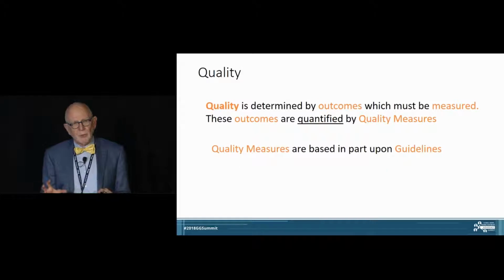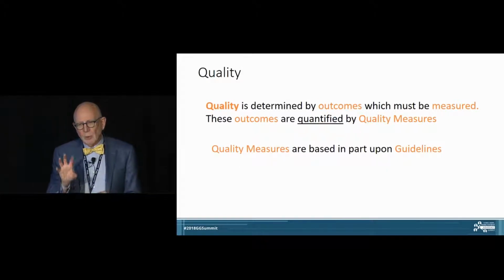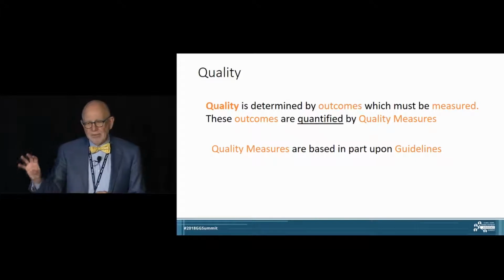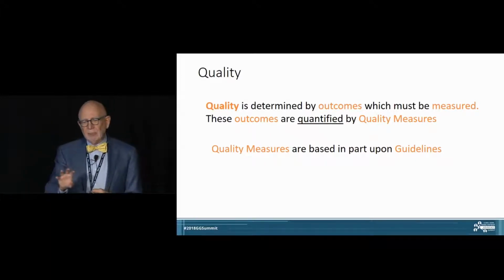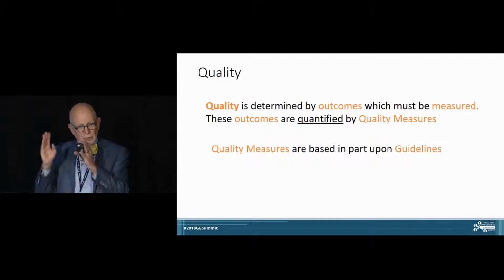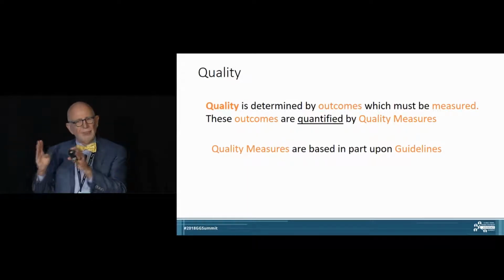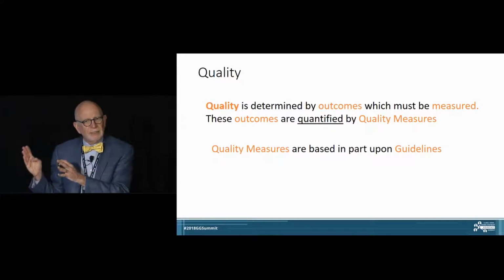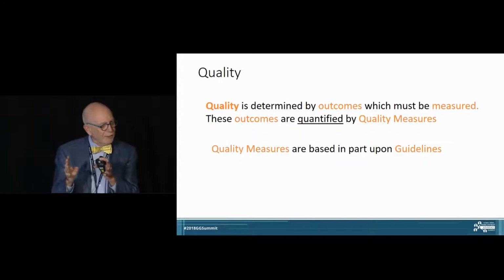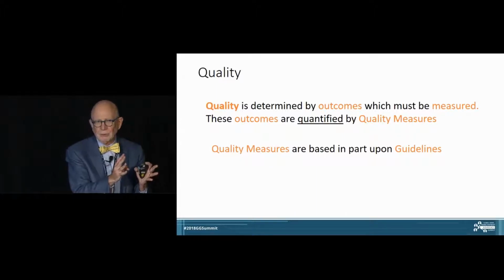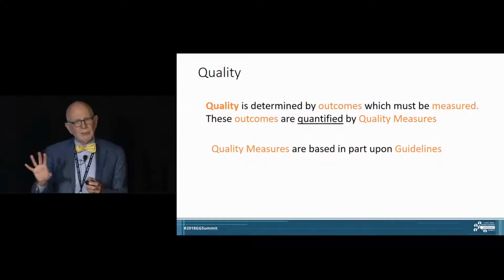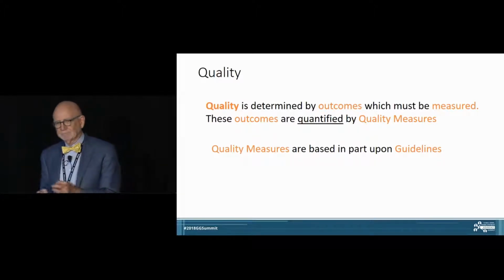Now, quality. What's quality? Quality is determined by outcomes, which must be measured. These outcomes are quantified by quality measures. So that is the accountability, and they're based in guidelines, the evidence. So that's the connection between guidelines and quality measures. One is derived from the other, but quality measures are quantifiable.